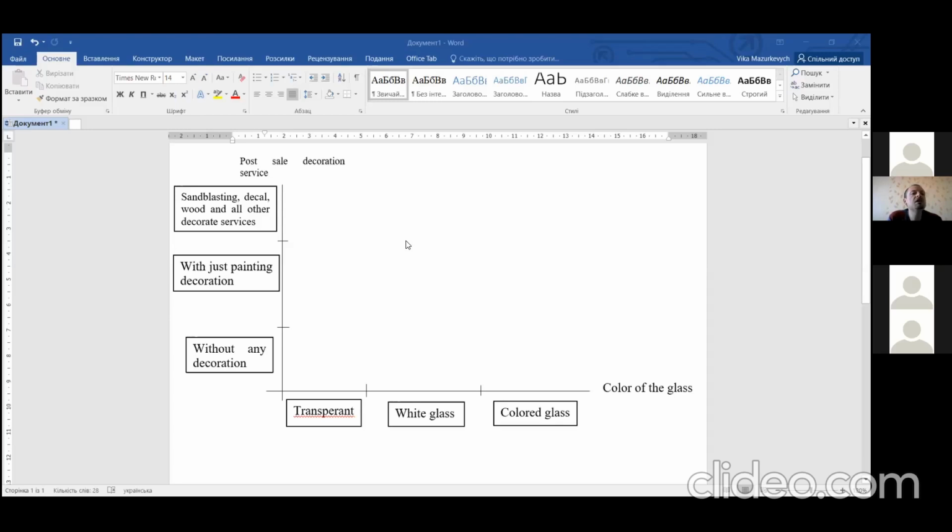And the fourth could be with wood and with painting. You can combine in the fourth interval the second and the third. It could be like this, for example. Okay, thank you.